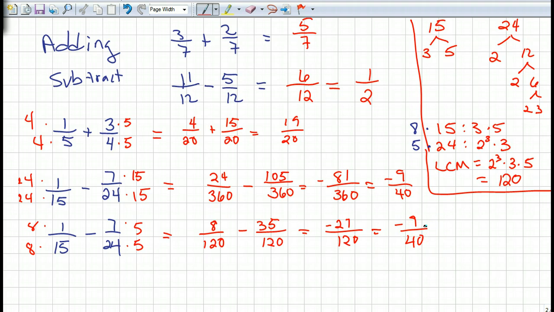So as you can see, you get the same answer with either method. If you don't want to deal with a large number, you can find the least common multiple, or you can just deal with a large number. Whichever way works the best for you guys, you do, okay? Any questions?